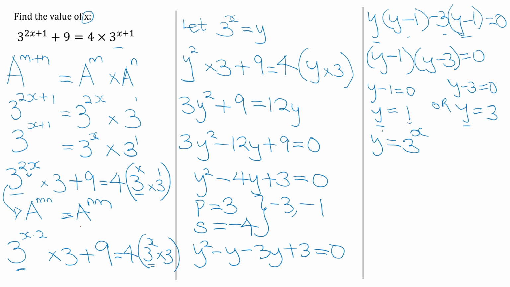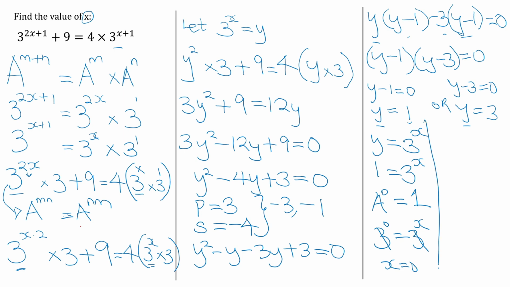For 1, you have 1 is equal to 3 to power x. But remember, any number raised to power 0 is equal to 1. For instance, a to power 0 is equal to 1. Therefore, 3 to power 0 is equal to 3 to power x. Therefore, the first value of x is equal to 0.